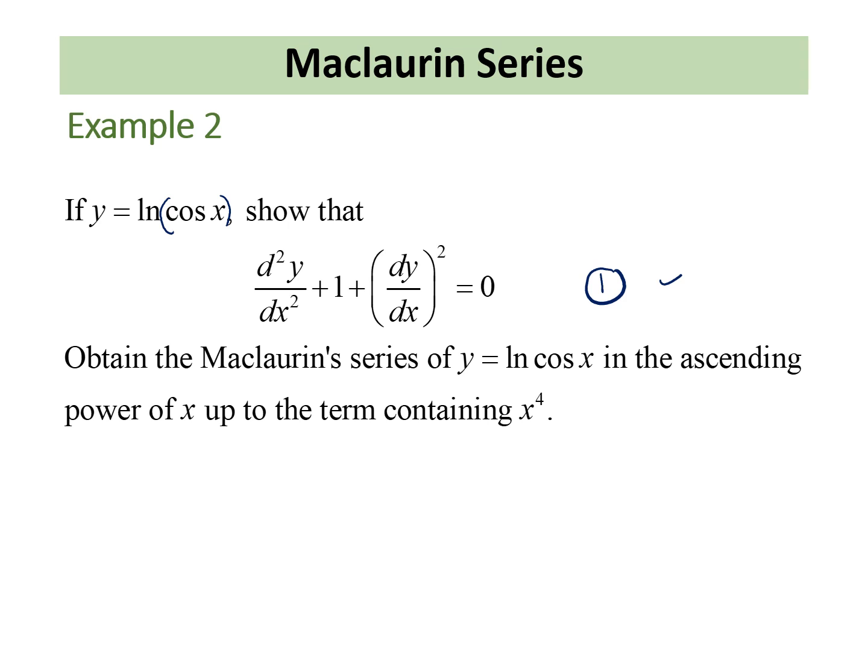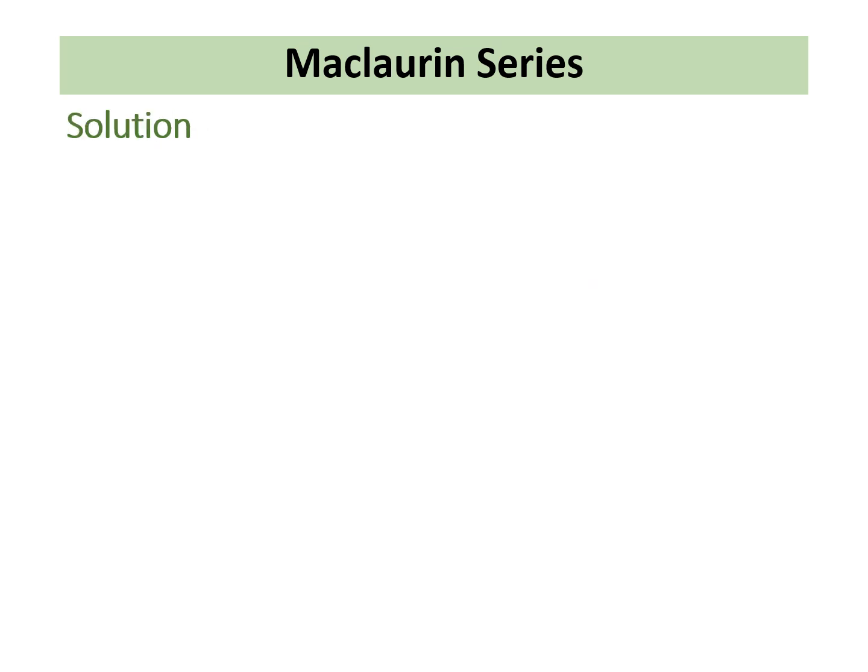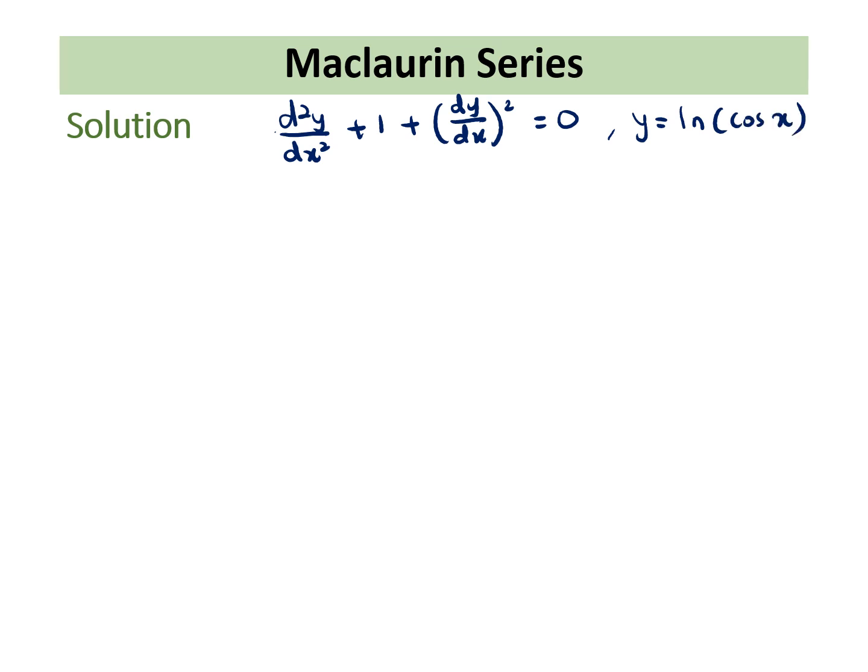Okay, now let us solve the first question, where we have to show that d squared y over dx squared plus 1 plus the first derivative squared equals 0, given y equals ln of cos x. So what we need to do is find the first derivative and the second derivative of y, and then substitute into the equation.